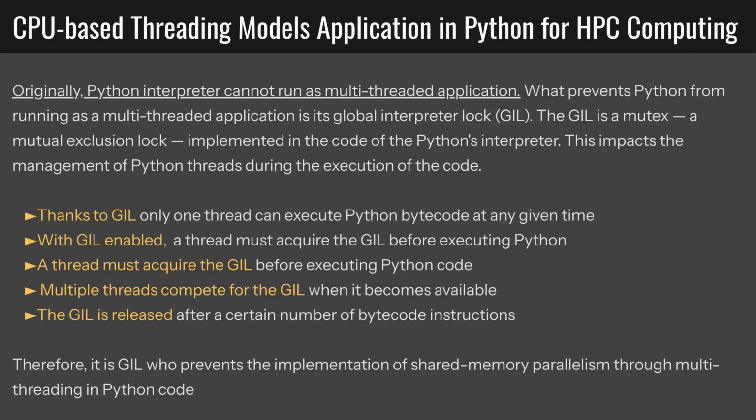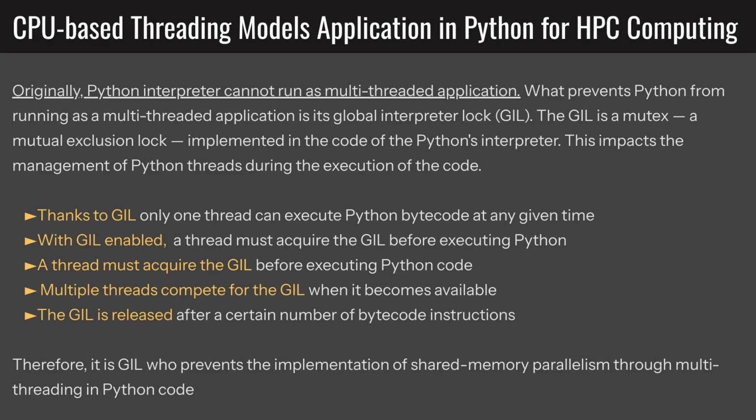Originally, the Python interpreter cannot run as a multi-threaded application. What prevents Python from running as a multi-threaded application is its global interpreter lock, the GIL. The GIL is a mutex, a mutual exclusion lock, implemented in the code of the Python interpreter. This impacts the management of Python threads during the execution of the code. Thanks to the GIL, only one thread can execute Python bytecode at any given time.